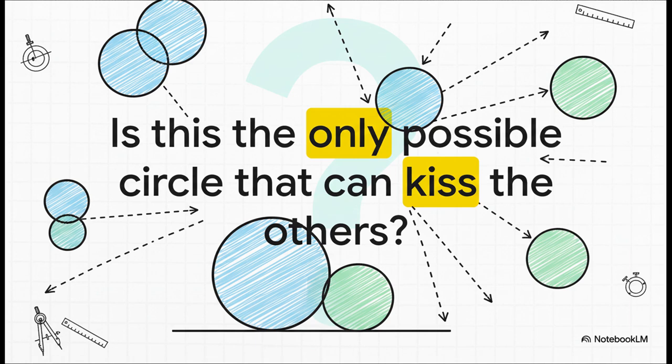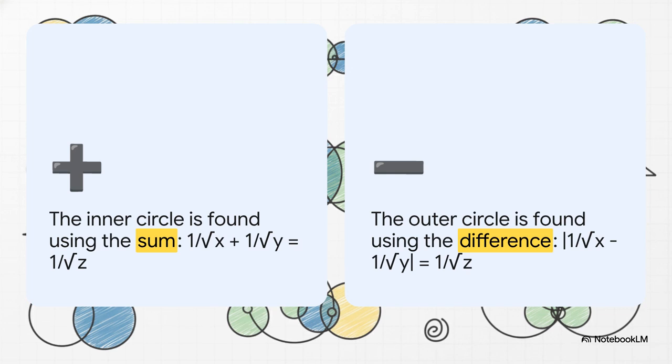But hold on a second. You know, geometry is often full of surprises. Is this little circle really the only one that can perfectly kiss the other two and the line? And it turns out, no. There's a second solution. If you take the difference between those terms instead of the sum, you actually find the radius of a fourth circle, one that's so big it would enclose the first two. It's just a perfect example of this theorem's hidden depth.